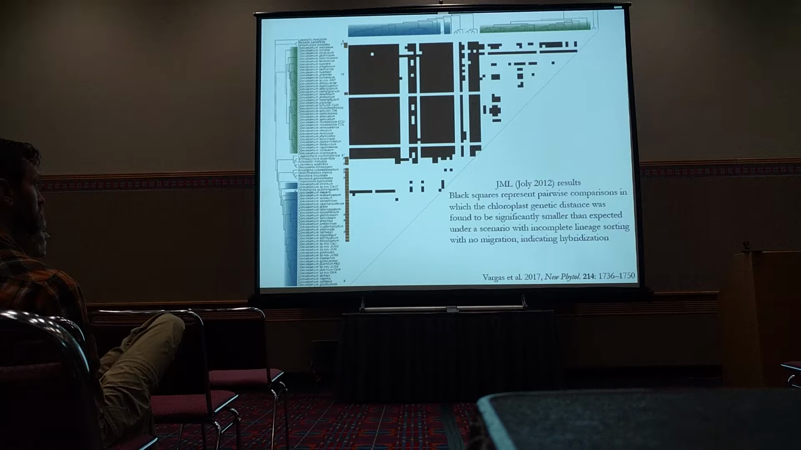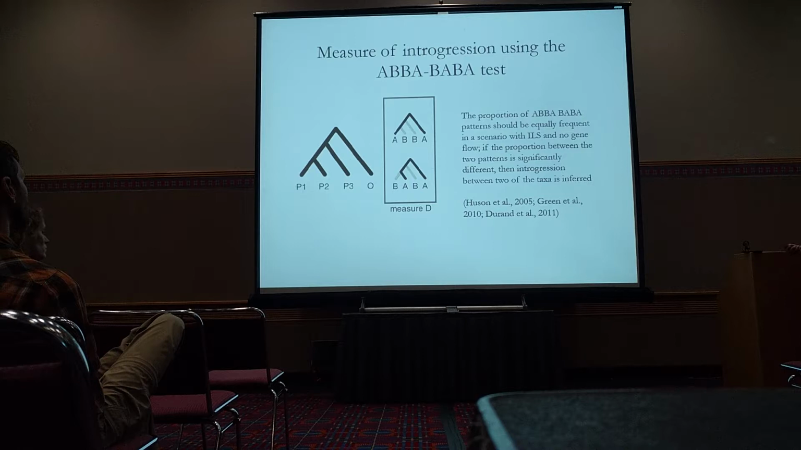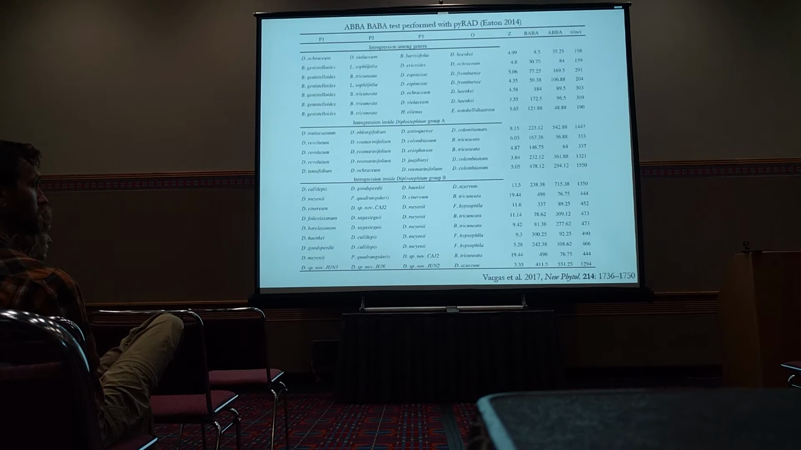Another way to look for the signature of hybridization is to use the ABBA-BABA test. Based on the phylogeny, you look for potential cases of hybridization, and then you count the number of patterns that are incongruent with the phylogeny. The proportion of ABBA and BABA patterns should be equally frequent in a scenario with ILS, and if these two patterns are significantly different, that indicates introgression between the two taxa. So I carried out a bunch of tests.